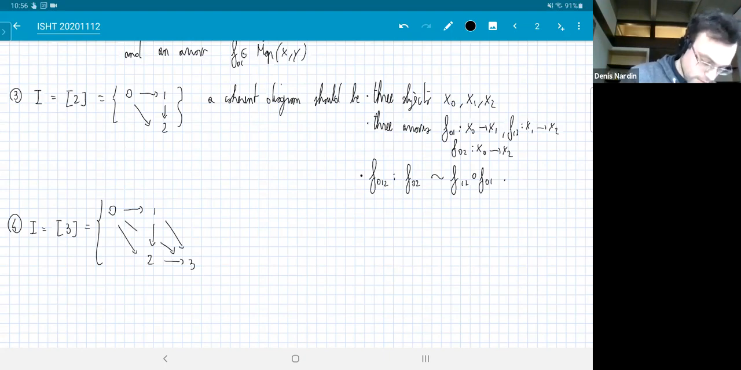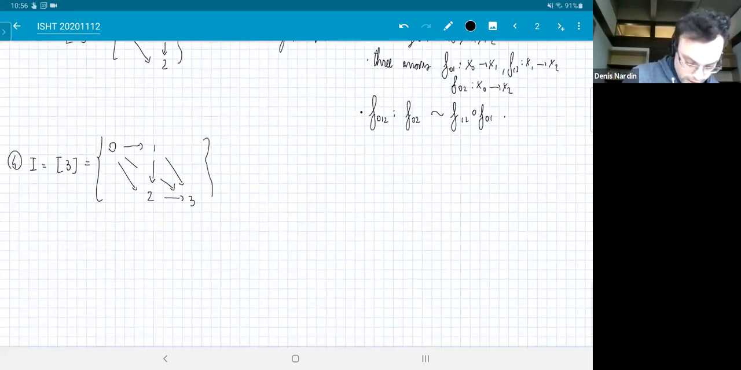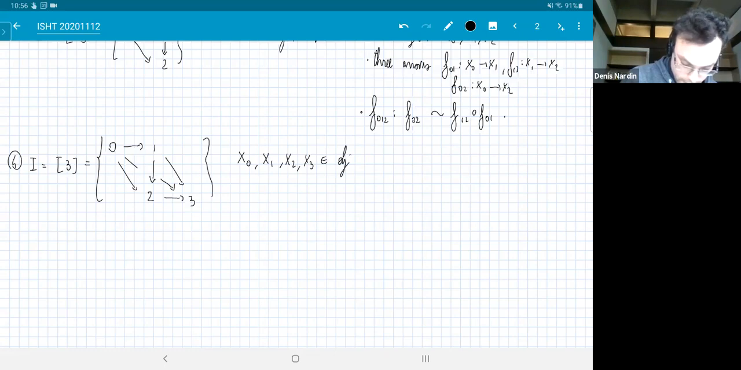So I'm trying to write all non-identity arrows in this category. So again, what should be a coherent diagram? Well, we have x0, x1, x2, x3 objects, sorry, in C underline. And we should have also arrows f_ij from x_i to x_j, an arrow for every i less than j.